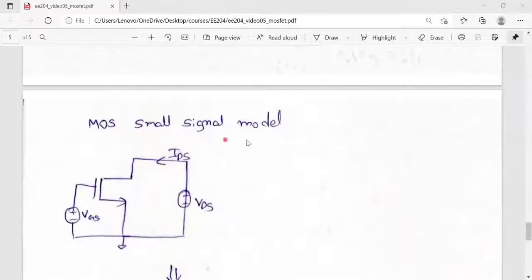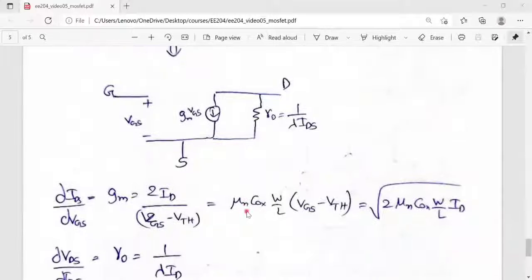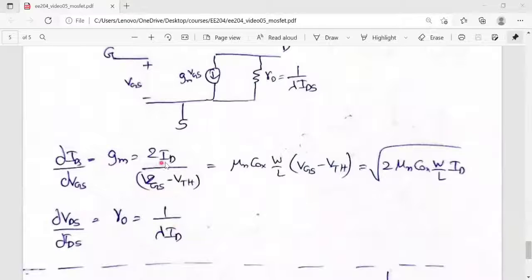When we find the small signal model of the transistor, it is equivalent to a voltage source between gate and source. Now, the Rin will be very high. This gate and source are not connected in small signal, so current does not flow from gate to source. Here, the remaining part is very similar to BJT. We can find the value of gm as 2ID by VGS minus VTH. We can substitute the formula for ID. We will get these two formulas, and Rout is equal to 1 by lambda ID.